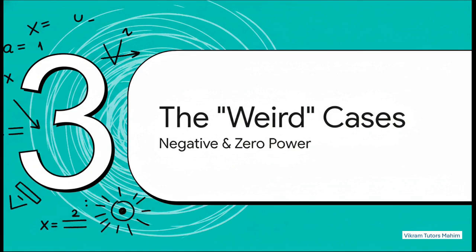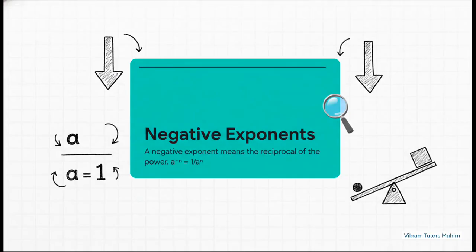Negative exponents and the zero exponent. But as you're about to see, they're actually perfectly logical. So what does a negative exponent even mean? It's actually pretty simple. It means take the reciprocal, and reciprocal is just a fancy word for flipping a fraction upside down. So a to the power of negative n is the exact same thing as 1 divided by a to the power of positive n.